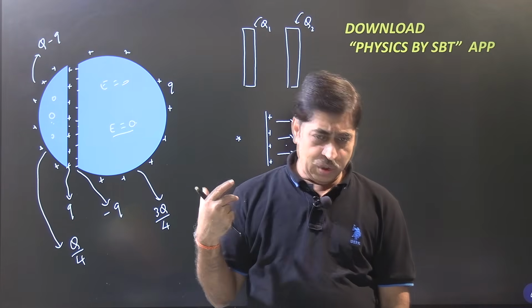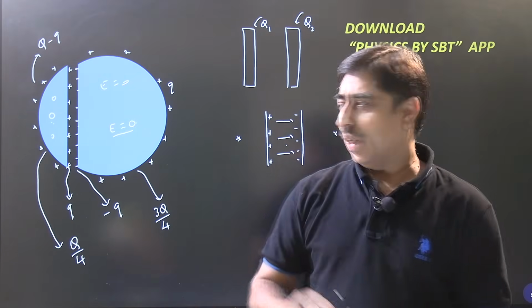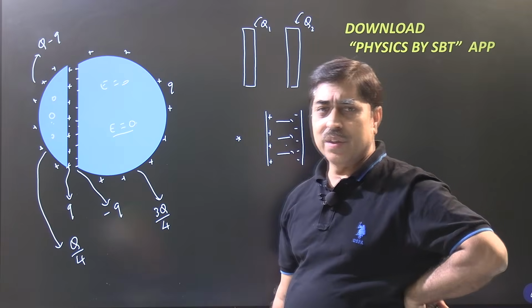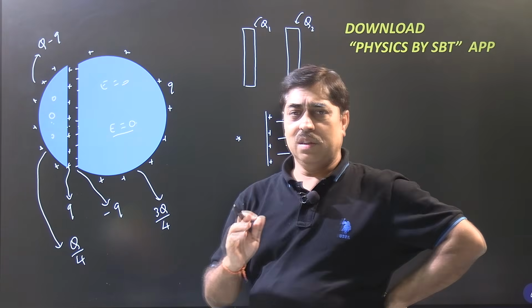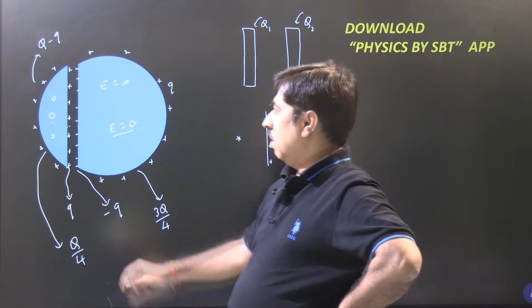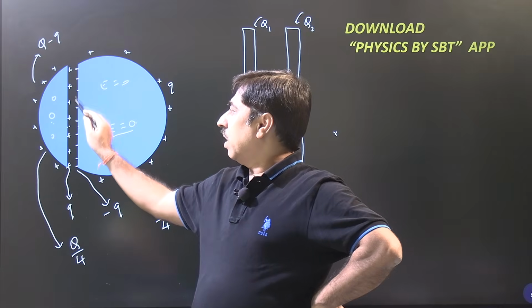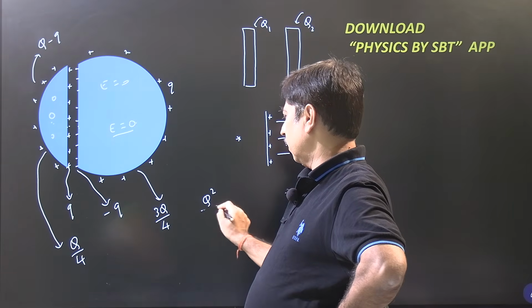Well, you can argue it like this also. Think in terms of energy. This plus q and this minus q charge, the set is making a capacitor. What is the energy stored in this electric field between the capacitor plates? It is Q square by 2C.